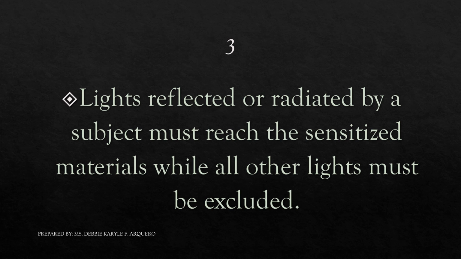So the light being radiated or reflected from the subject that you are going to photograph must reach the sensitized material, and all other lights must be excluded. That is the purpose of having a mechanical device, or having a camera. It excludes unnecessary or unwanted lights in order to produce a quality photograph, a photograph that is not overexposed and underexposed.